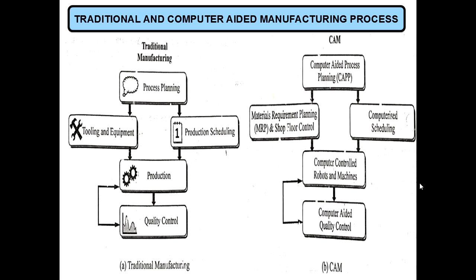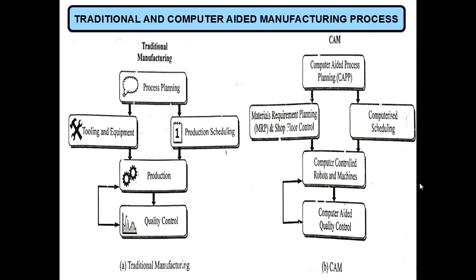And then we have computer aided manufacturing. In computer aided manufacturing, computers are used widely in the manufacturing activity. We have process planning with the help of the computer, material requirement planning, computerized scheduling, computer controlled robots and machines, and computer aided quality control. These computer controlled machines include CNC machines, vertical machining centers, and horizontal machining centers. Even robots are used with the help of this computer control.